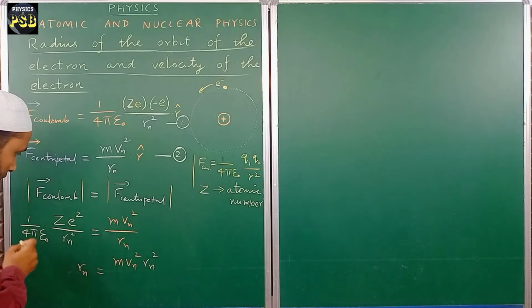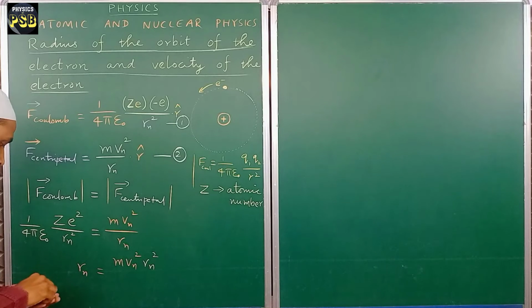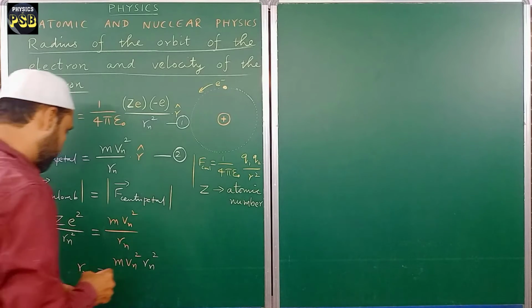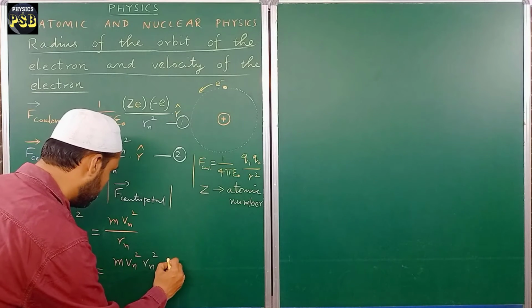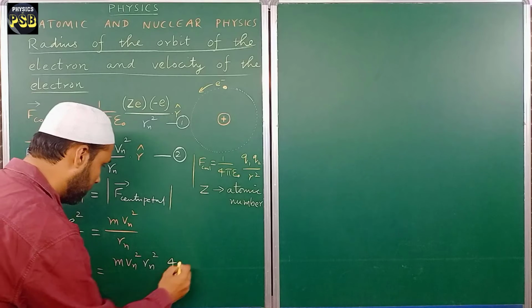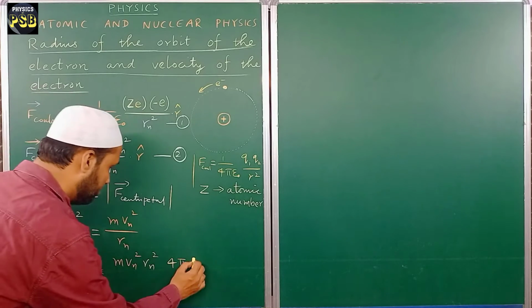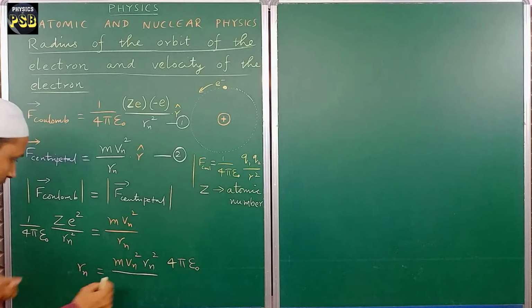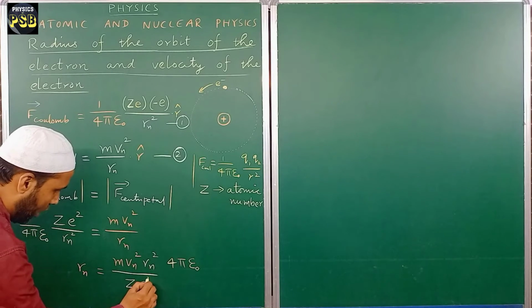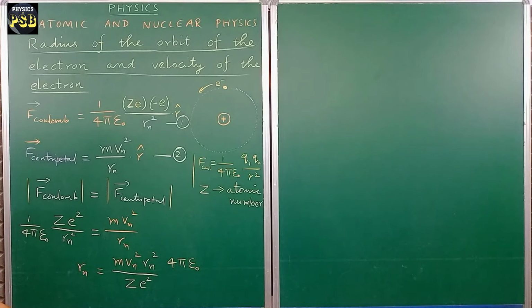Then the terms present here in the denominator will go to the numerator here. So 4 pi epsilon naught has gone there, and Ze square will come down to the denominator. Clear? Now look at it carefully.